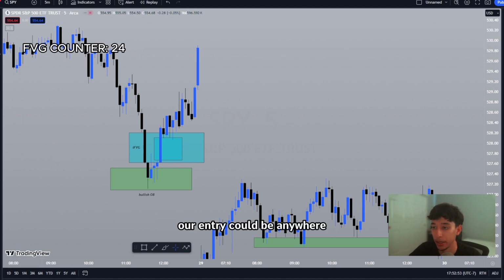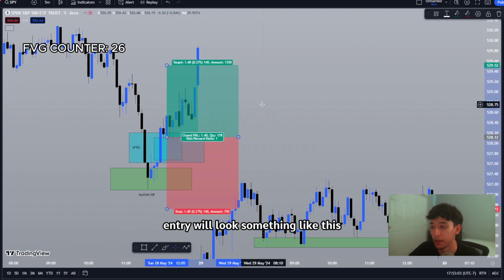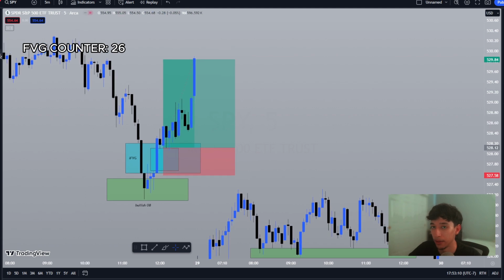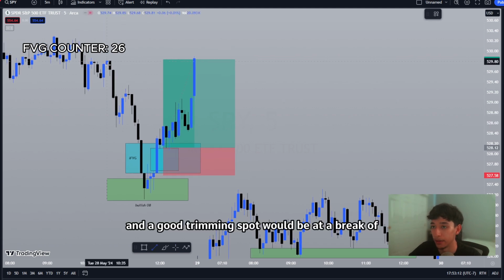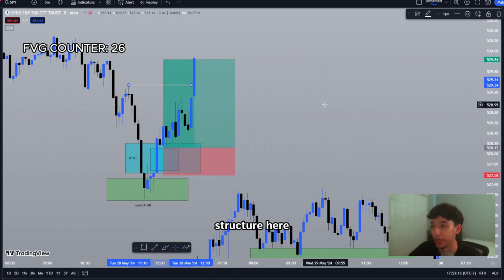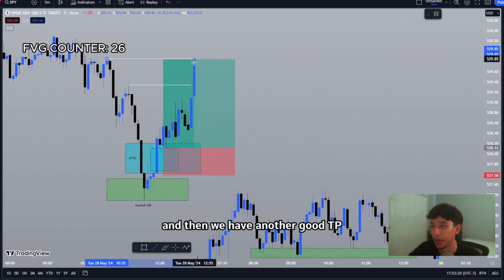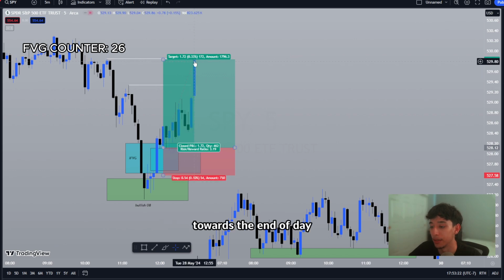Our entry could be anywhere at the break of the inverse fair value gap or retest of the bullish fair value gap. Entry will look something like this. The stop right here. And a good trimming spot would be at a break of structure here, breaking that lower high. And then we have another good TP towards the end of day.